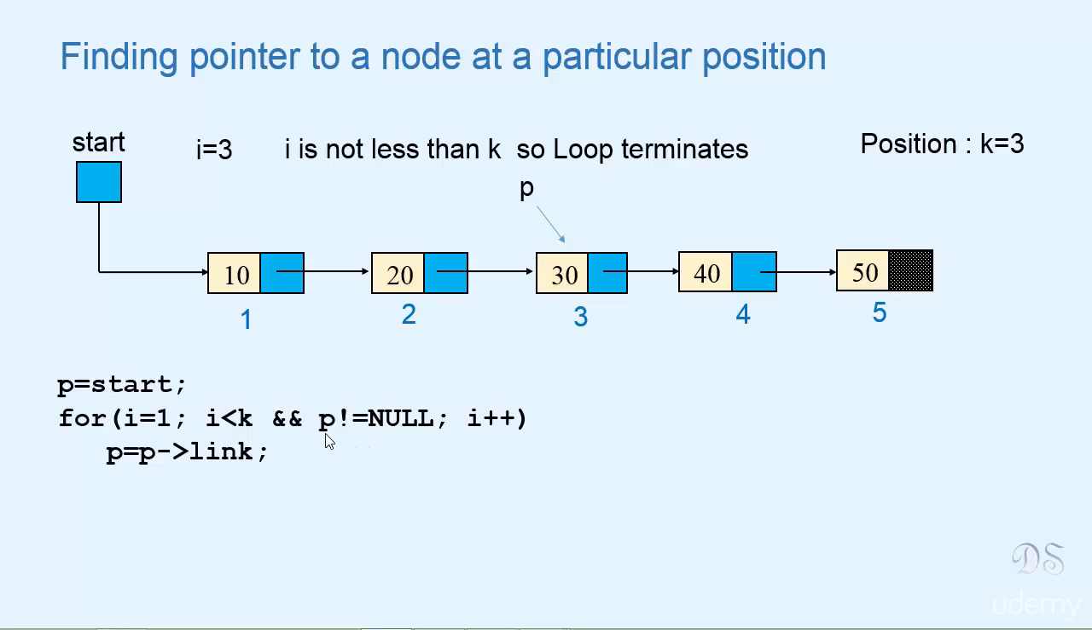This loop condition p is not equal to null we have placed to terminate the loop in case when there is no kth position in the list, that is the number of nodes is less than k. For example, if k is 10 and there are only 5 nodes in the list, then this condition will terminate the loop.